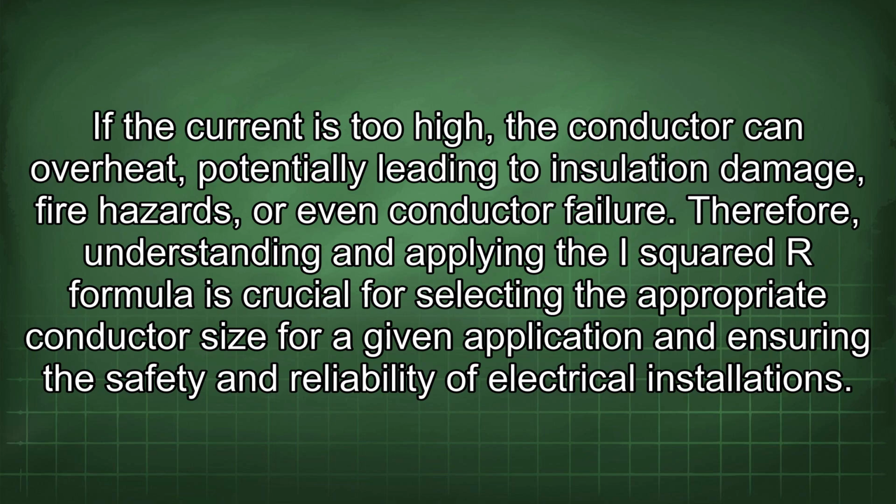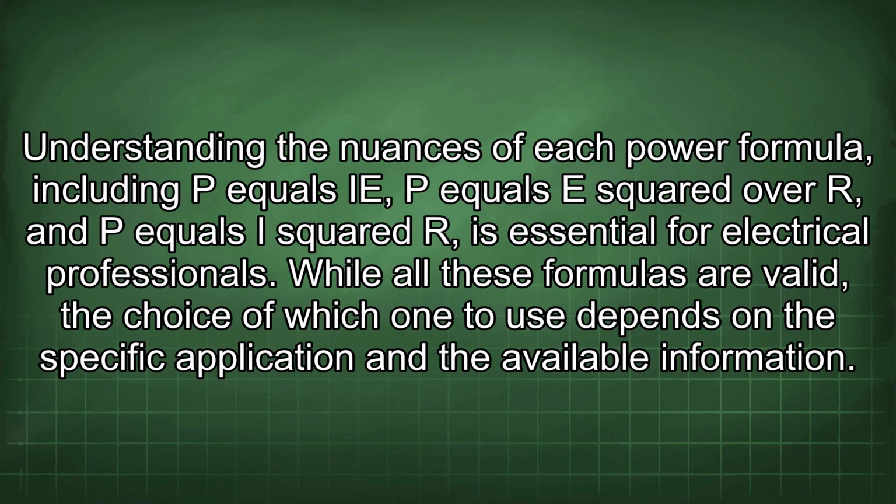Therefore, understanding and applying the I squared R formula is crucial for selecting the appropriate conductor size for a given application and ensuring the safety and reliability of electrical installations. Understanding the nuances of each power formula, including P equals I times E, P equals E squared over R, and P equals I squared R, is essential for electrical professionals.